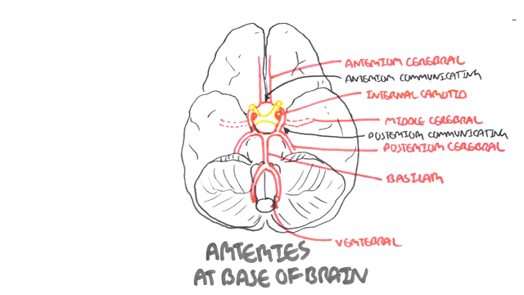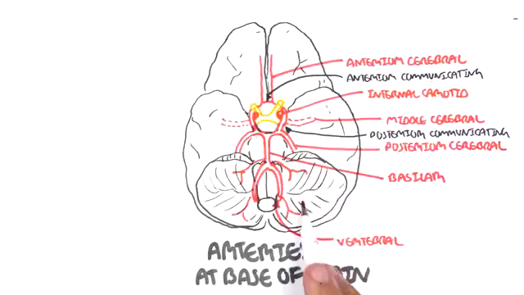The middle cerebral artery is actually a branch of the internal carotid. The internal carotid does not give off any branches during its track from essentially the chest to the brain, the middle of the brain.